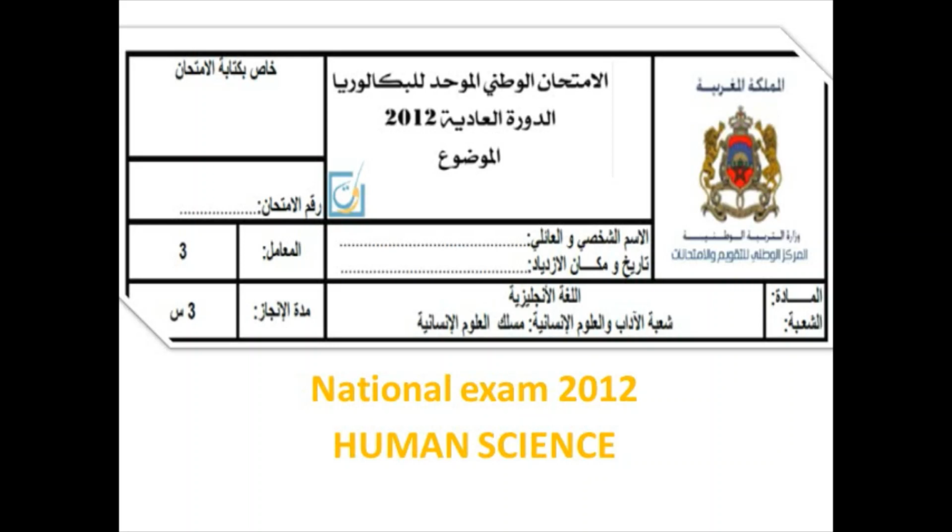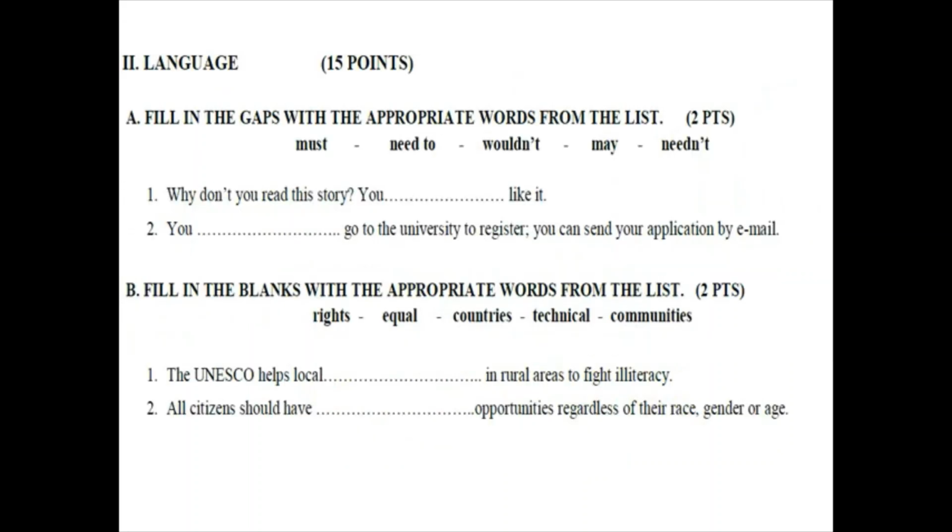In this video, we are going to work on National Exam 2012, Human Science. Here we go, language. Exercise 1. Fill in the gaps with the appropriate words from the list. Here we have 5 modal verbs. We call them modal verbs or auxiliaries. We have must, need to, wouldn't, may, and needn't.